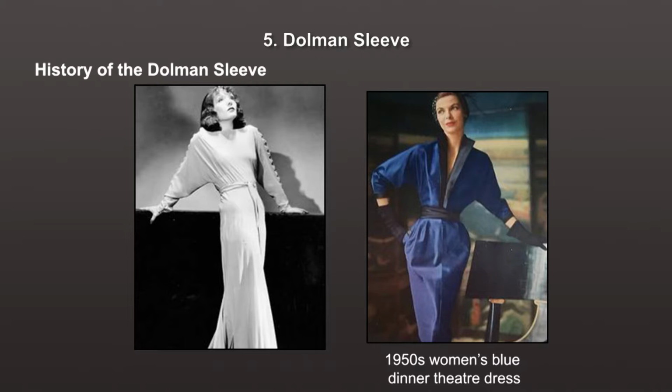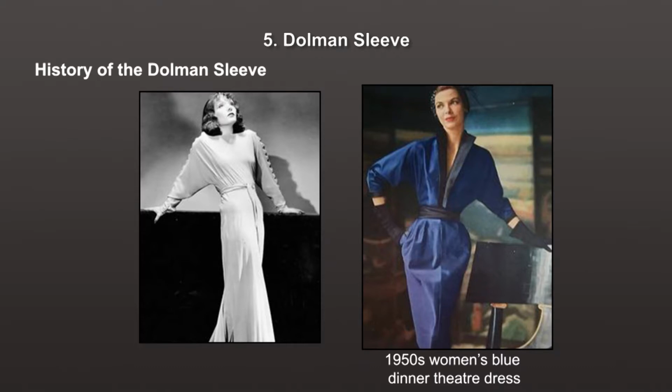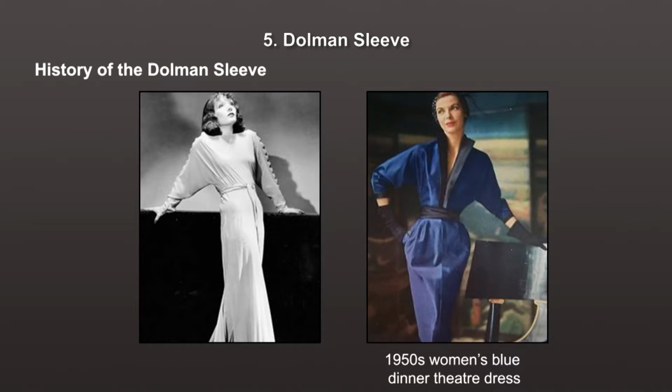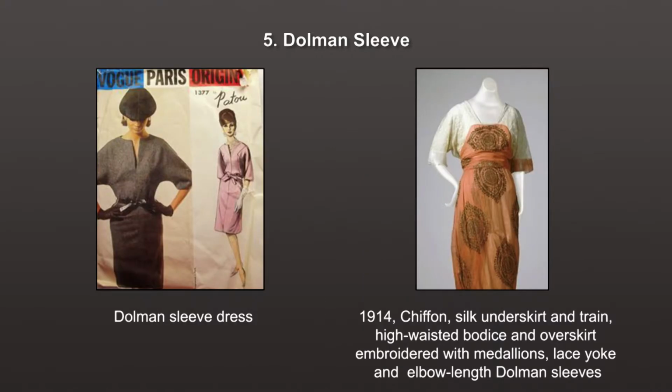It is amazing how the dolman sleeve has been innovated. It seems to have a cutout patch on the side. On the right is a picture of a 1950s woman's blue dinner theatre dress. We see a picture of a page from Vogue.